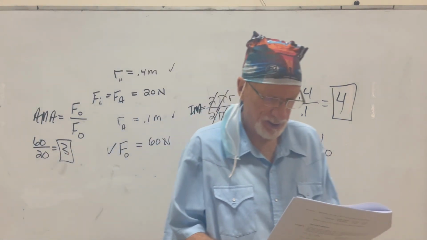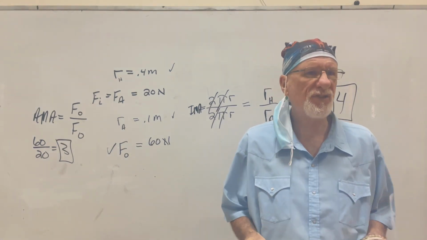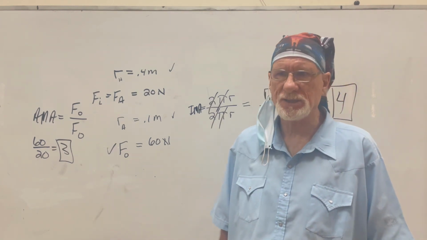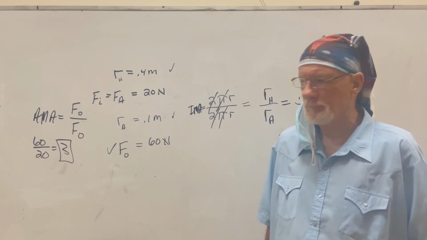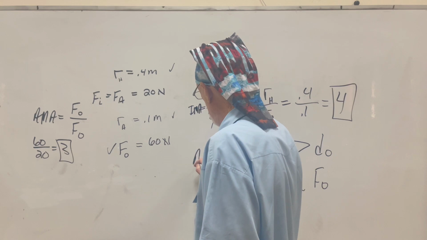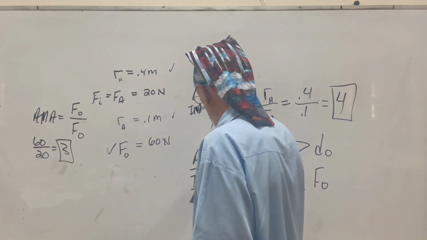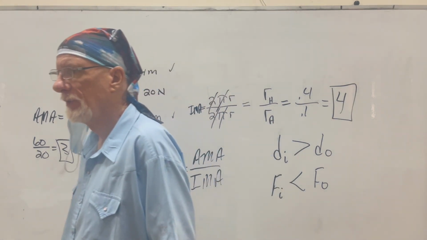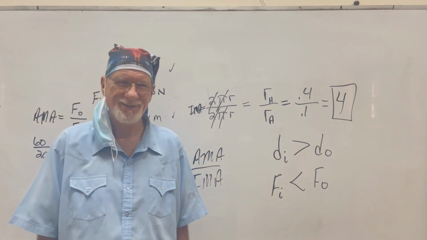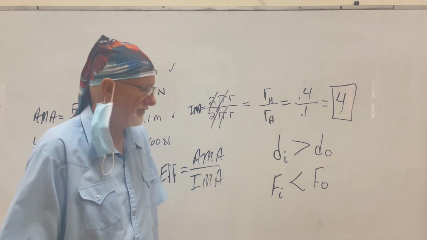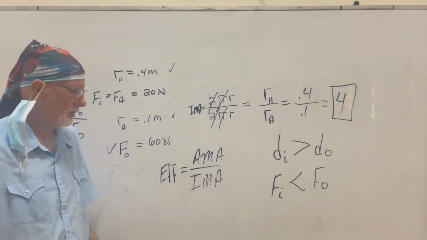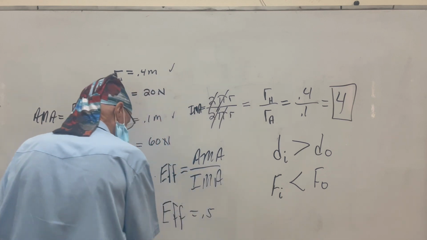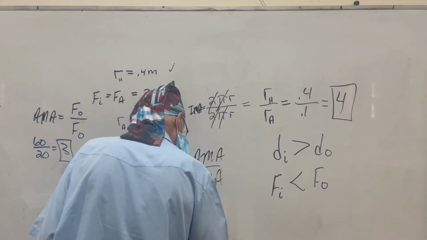So what's the efficiency? You can either say efficiency or percent efficiency. Either one is fine. We know efficiency is AMA over IMA. So what is it? 3 divided by 4 is 0.75. So the efficiency equals 0.75. Correct.